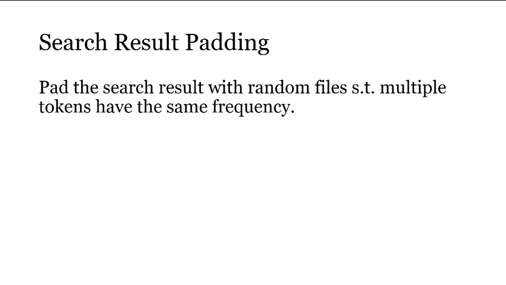Finally, I want to discuss some potential countermeasures. As in our attack, for the under-the-threshold countermeasure, we are using the frequency information of the token. A natural countermeasure, which is also proposed in both of the two papers before, is called search result padding. The idea is we want to pad the search result with some random files, some wrong files not containing the keyword, such that multiple tokens will have the same exact frequency. So in this way, the exact frequency information will have a lot of noise in it. And this will ruin the attack algorithm in the two prior papers.